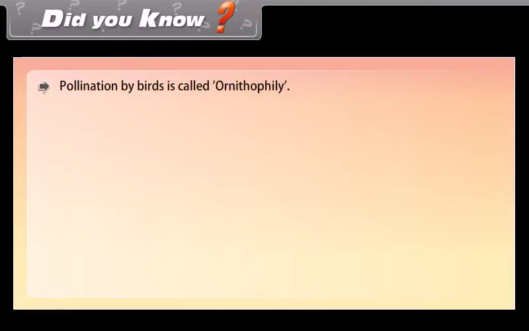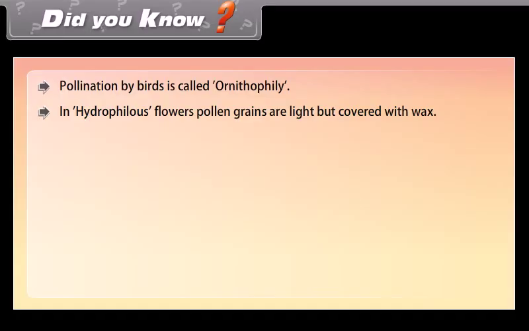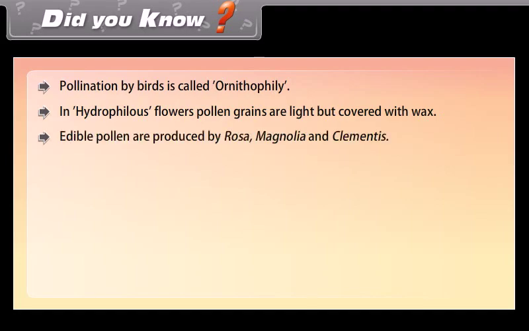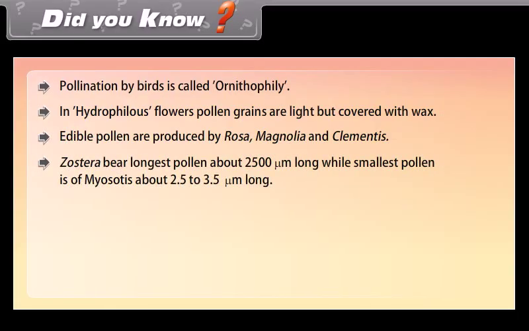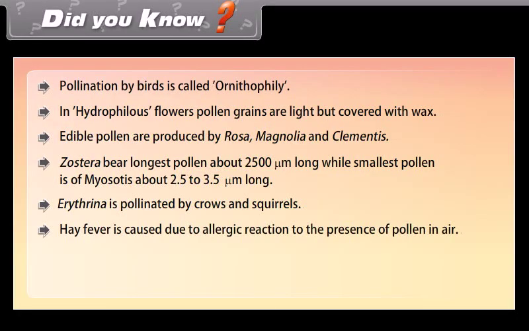Did you know pollination by birds is called ornithophily? In hydrophilous flowers, pollen grains are light but covered with wax. Edible pollen are produced by Rosa, Magnolia and Clematis. Zostera bears the longest pollen, about 2500 μm long, while the smallest pollen is of Myosotis, about 2.5 to 3.5 μm long. Erythrina is pollinated by crows and squirrels. Hay fever is caused due to allergic reaction to the presence of pollen in air.